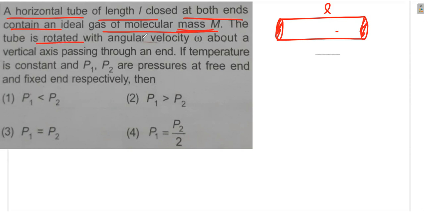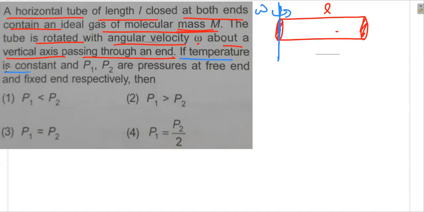The tube is rotated with angular velocity omega about a vertical axis passing through one end. Okay, so let's say this is one end, a vertical axis. So this is about one end, vertical axis. It's rotated with a constant angular velocity omega.